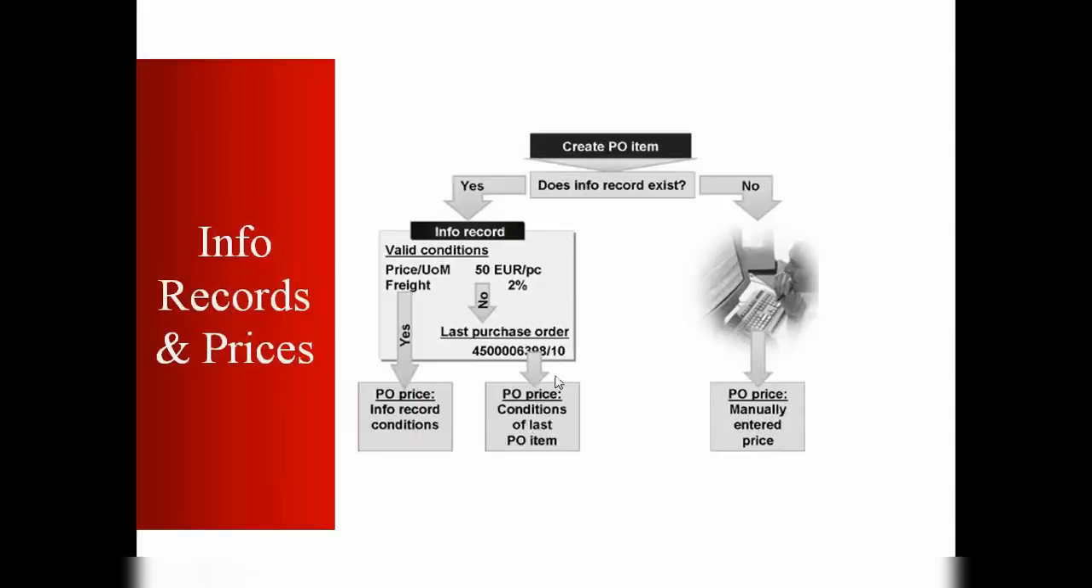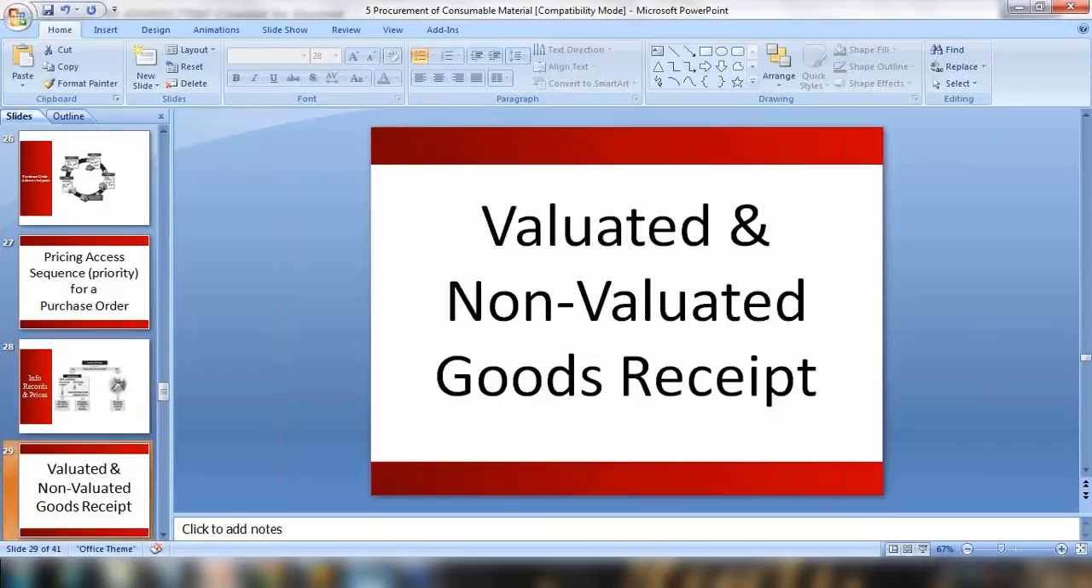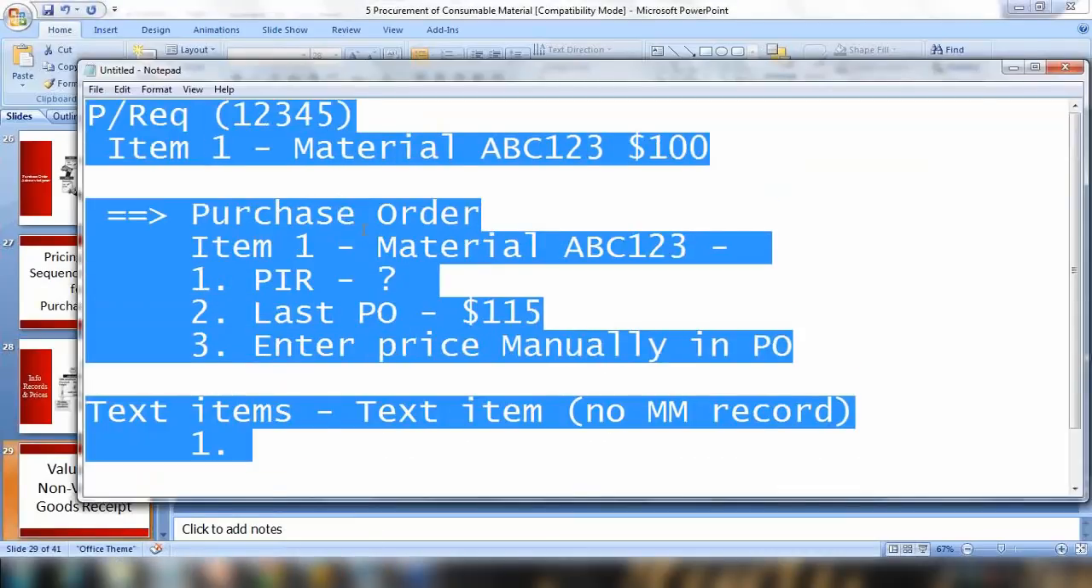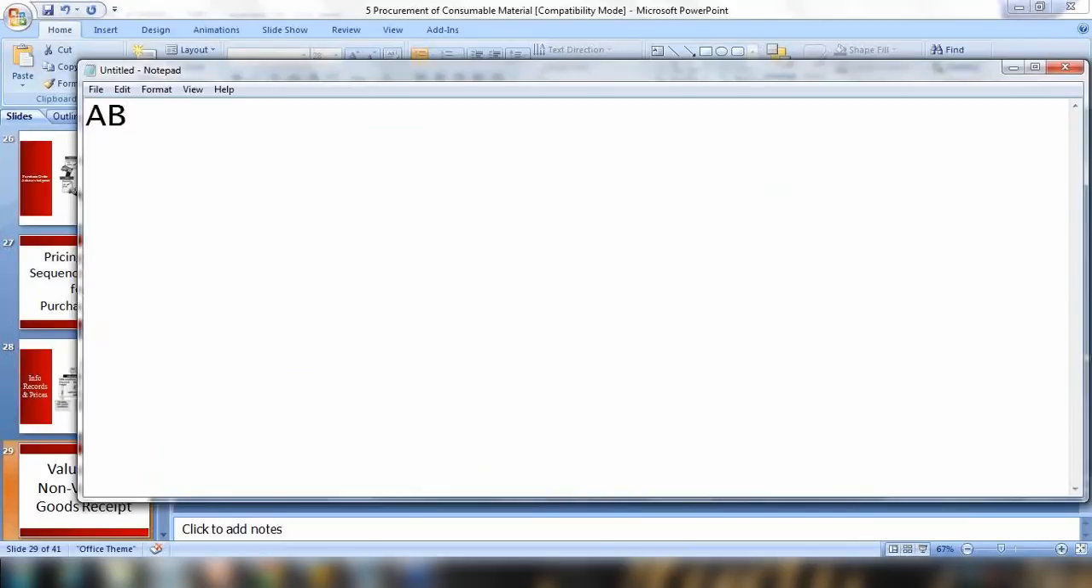Now we'll talk about valuated and non-valuated good receipt. Hope so far you understand the meaning of valuation. What is valuation? When I say valuated or valuation, that means, for example, in the case of good receipt, if in my company we receive the goods, then the valuation will happen. For example, say ABC 123 is a material, and the price is say $10 each.